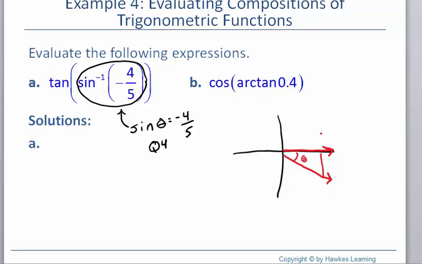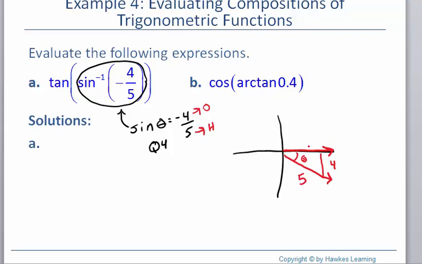Now, what do I know about the sides of that right triangle? I know that the opposite side is negative 4, or 4 actually, and the hypotenuse is 5. Remember your definition for sine from SOHCAHTOA: sine is opposite over hypotenuse. So we know that the opposite side, which is over here, is going to be 4, and the hypotenuse of the triangle will be 5.